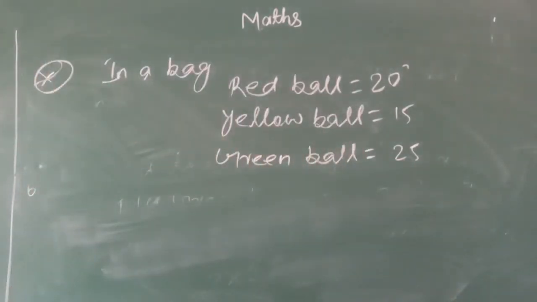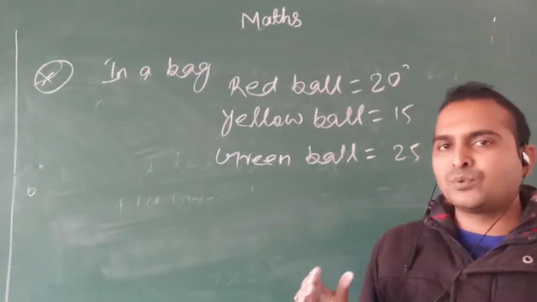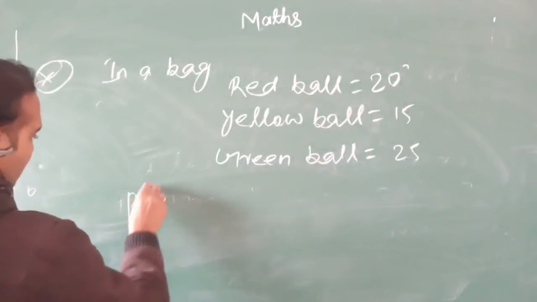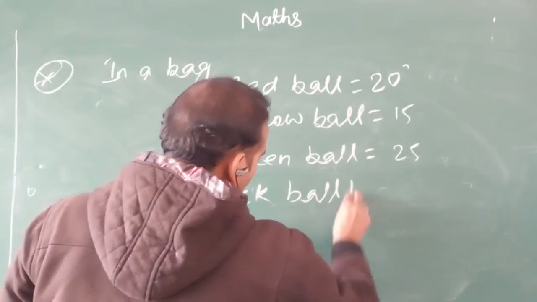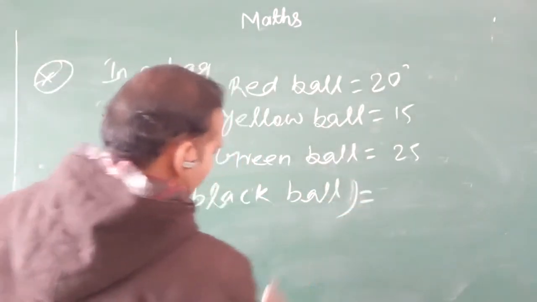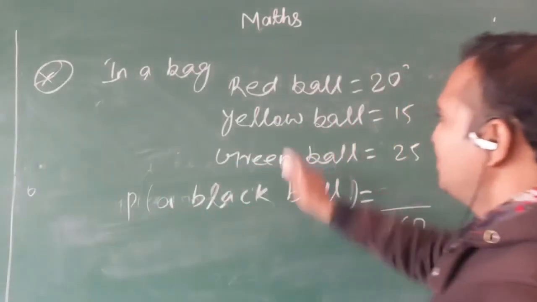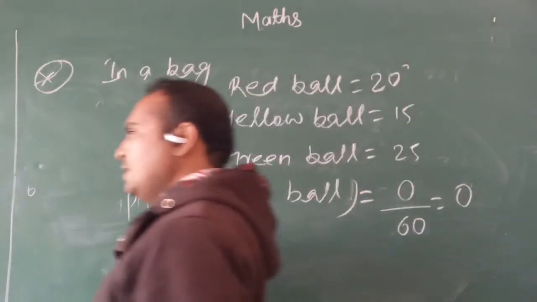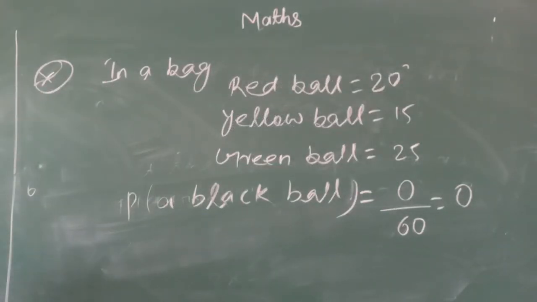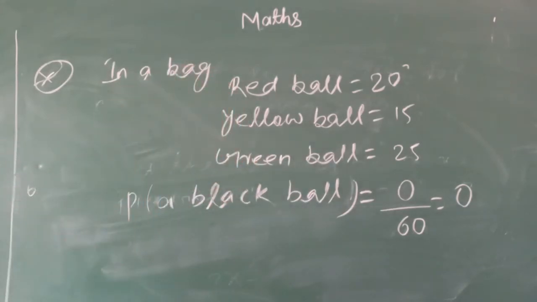Suppose in a bag there are red balls, yellow balls and green balls. And if you are asked, if you draw one ball, then what is the probability of that ball being a black ball? At first the total number of balls is 60. And how many black balls are here? None, so 0. That is, it is not possible to get a black ball from a bag of red, yellow and green balls. So it is impossible.